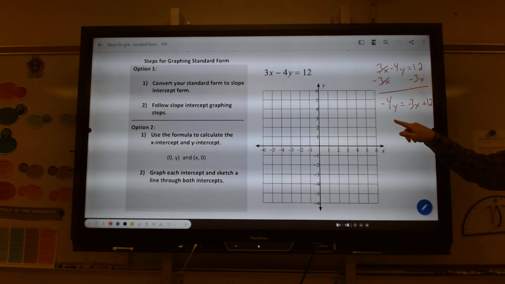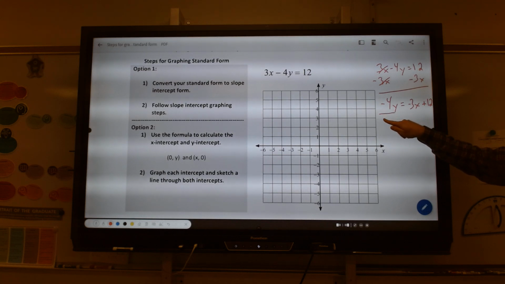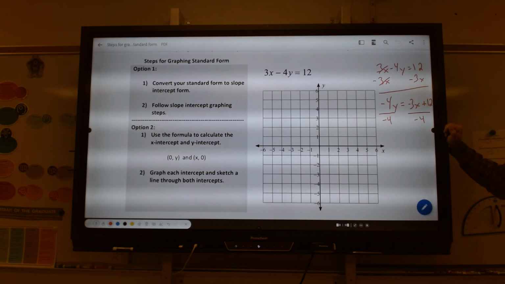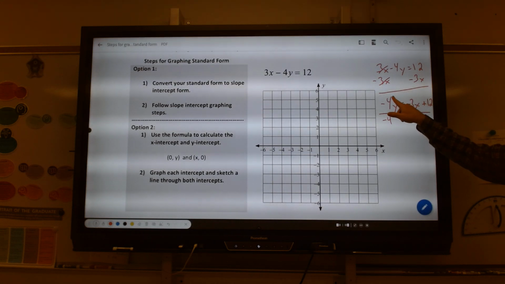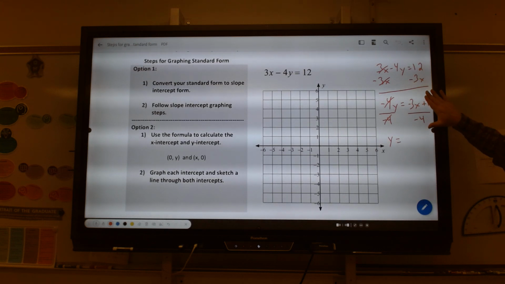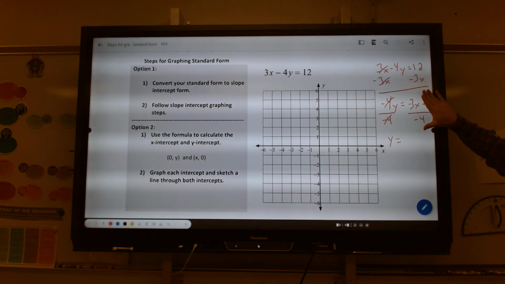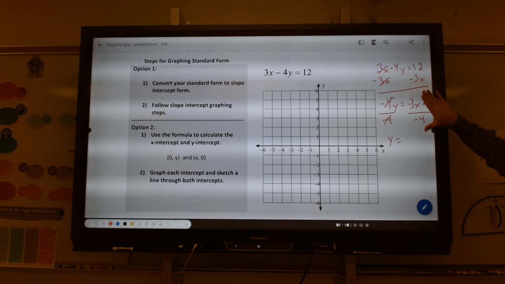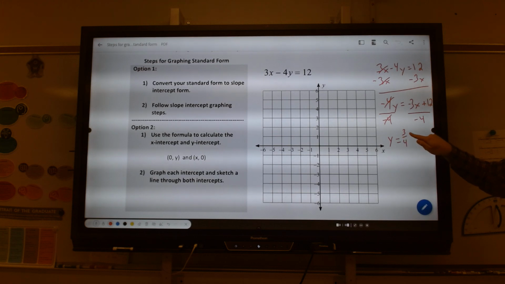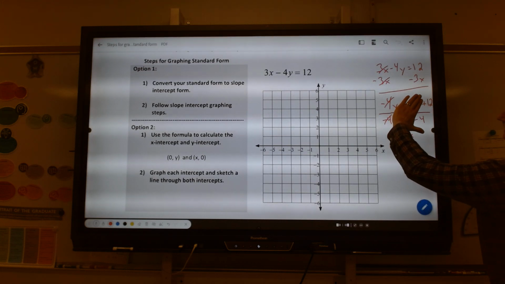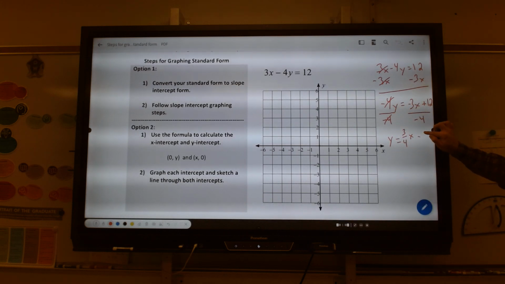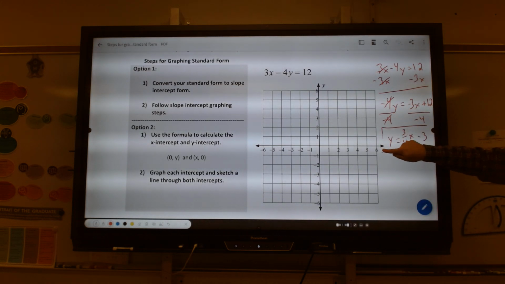From this step, we're going to divide by negative 4 on both sides of our equation. Again, whatever you do to one side, do to the other. When you divide by negative 4, you're going to end up with y equals, and for my slope, I've got negative 3 divided by negative 4. A negative divided by a negative is positive, so we end up with 3/4 x. And on this side, you end up with 12 divided by negative 4, which is negative 3.